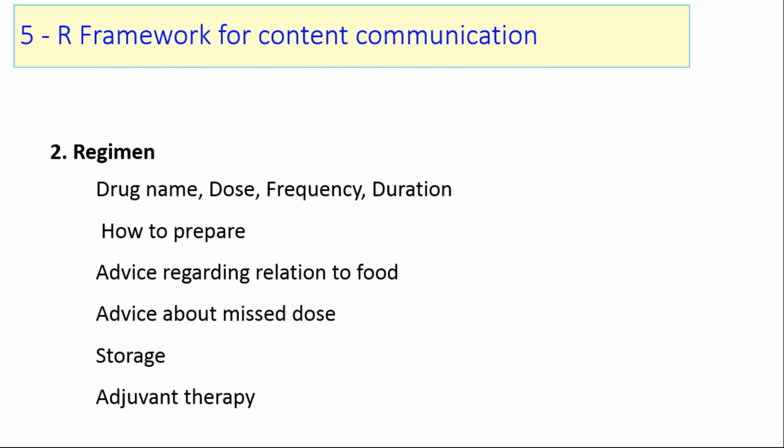In regimen, because that prescription was given to them, they could easily tell the drug name, dose, frequency, duration. But if it is required, like for ORS, then they should tell how to prepare it. They should give advice for certain drugs on their relation to food, advice regarding the missed dose, like in the case of thyroxine for hypothyroidism, how to store, and any adjuvant therapy which is needed.